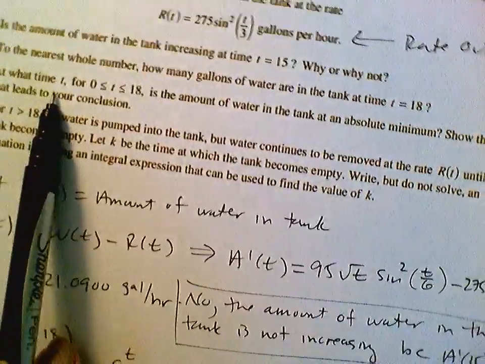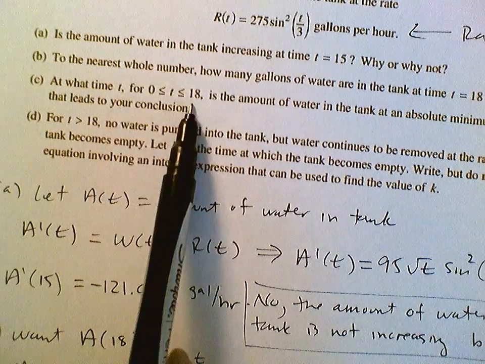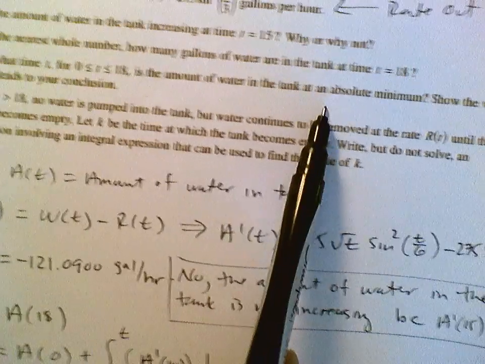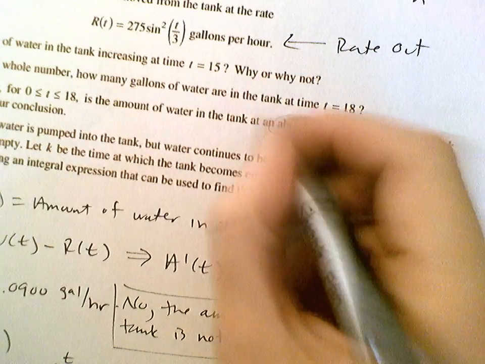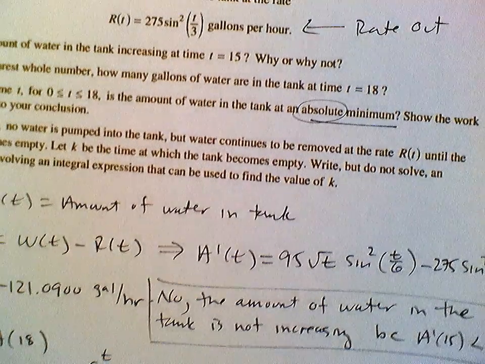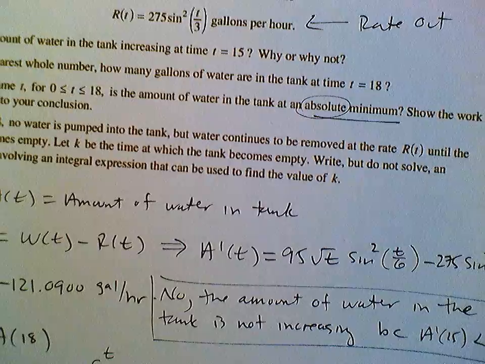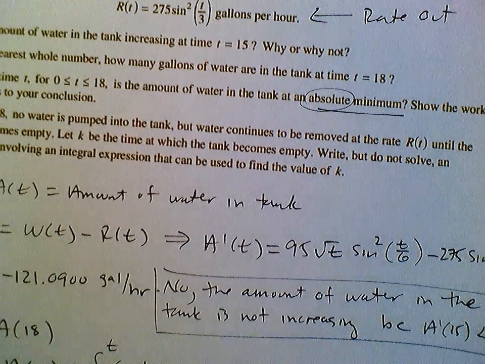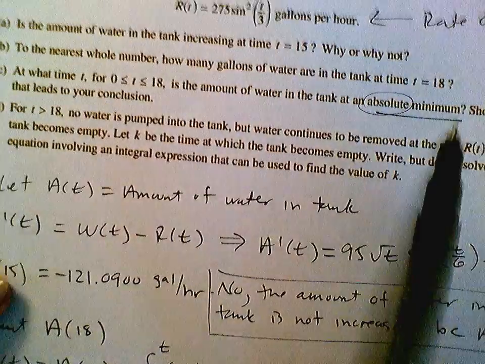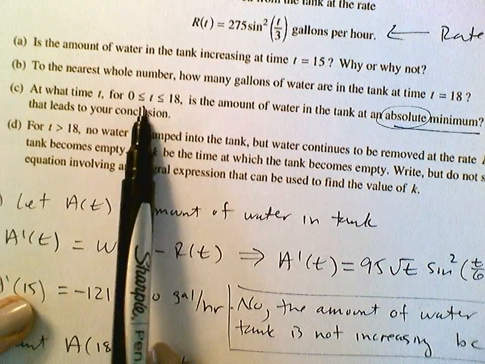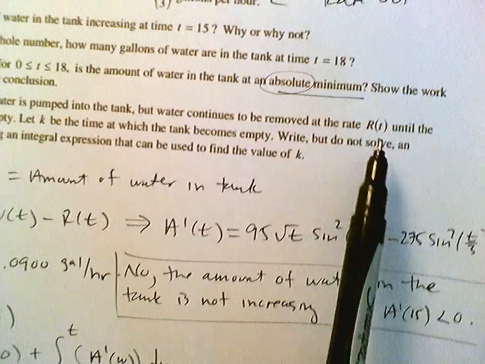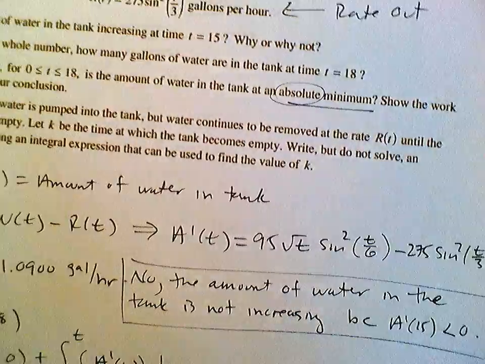Part C. At what time t, for this time interval, is the amount of water in the tank at an absolute minimum? Absolute max or min, I left it out of the old packet. I will put it in the new one. You've got to use the candidates test. If they're asking you for an absolute max or min, they will always be asking for it on a closed interval. Okay, so show the work that leads to your conclusion.